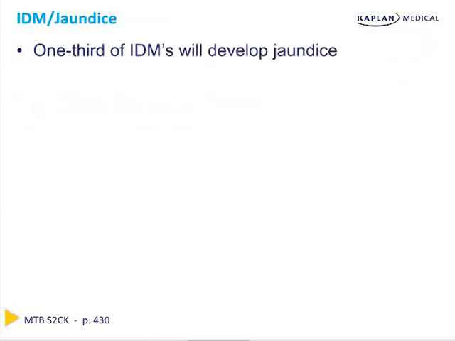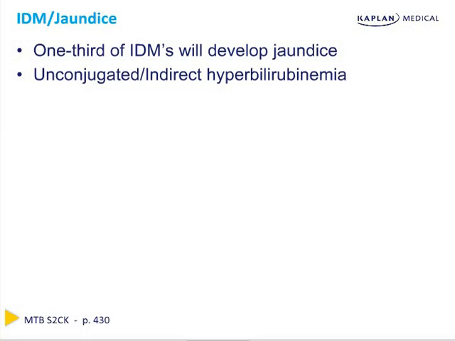Jaundice is very common in infants of diabetic mothers. A third of them will develop a hyperbilirubinemia. Now this tends to be an unconjugated indirect hyperbilirubinemia that occurs early in life but is not to be confused with transient hyperbilirubinemia. So this is not a direct hyperbilirubinemia that might be seen with an anatomical obstruction or infection of the hepatocytes. It's usually due to an overproduction of bilirubin.